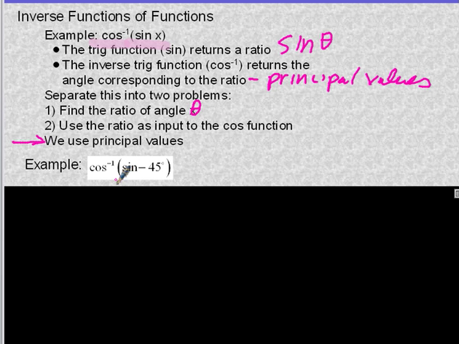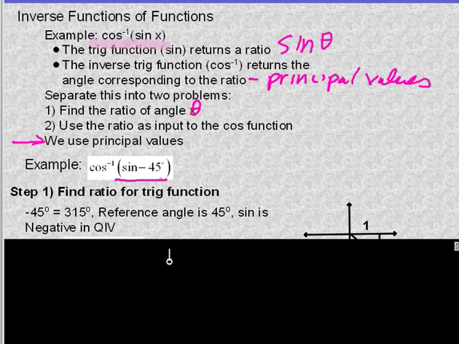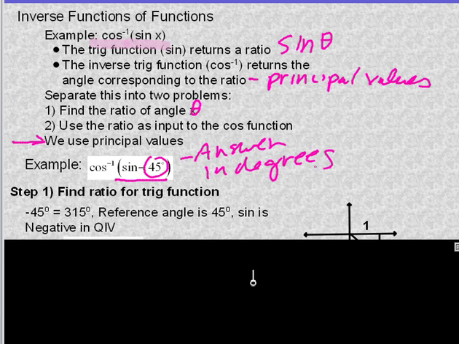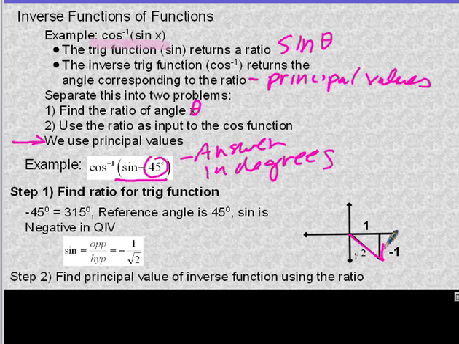So we do find the regular trig ratio. Negative 45 is the same as 315 degrees. Since my angle is in degrees, my answer will be in degrees, because remember, inverse function returns an angle as the answer. Okay, so we're going to draw a 45-degree reference angle and a 45-degree triangle in quadrant 4, which is going to give me an opposite of negative 1 and a hypotenuse of square root of 2.